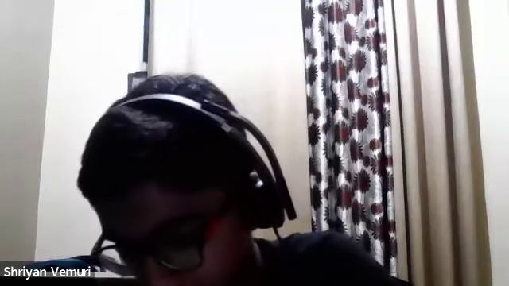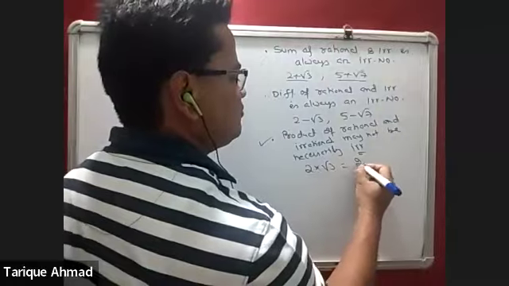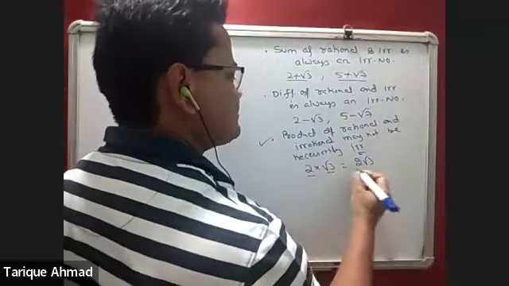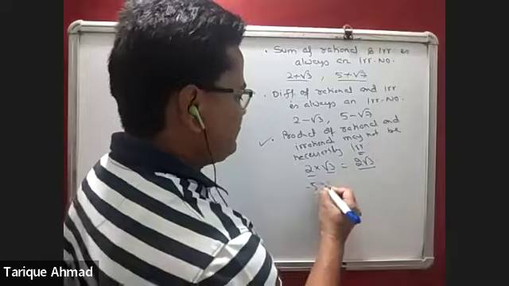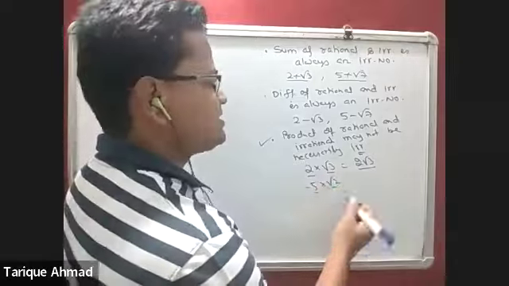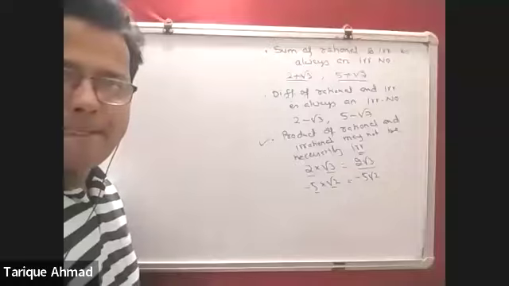For example, if we multiply 2 with root 3, we get 2 root 3. Rational, irrational, we are getting irrational here. Minus 5 into root 2. Rational, irrational. It is minus 5 root 2. Irrational. Right? Yes, sir.